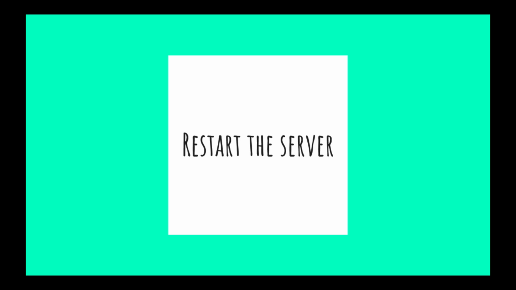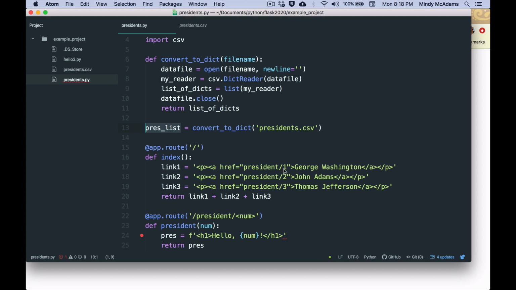Before I make any further changes to the file presidents.py, we're going to need to restart the server because we're no longer running the app named hello3.py. We're now going to run the app named presidents.py. And that means we have to shut down the Flask server and restart it.